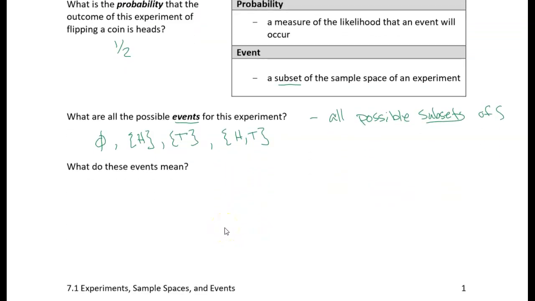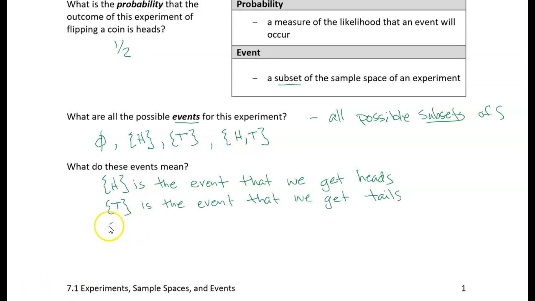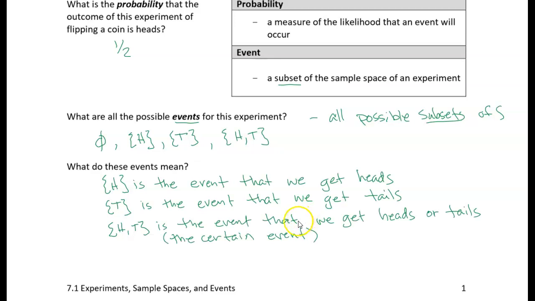But let's think of it in terms of our experiment, flipping a coin. What do those mean? Well, I think there's a couple of them that are pretty obvious. Obviously, the subset H is the event that we get a heads. And then the subset tails, right? That's the event that we get a tails. Now, what does H comma T mean? What is that subset? What does that event represent? So that is the event that we get either heads or tails. And of course, we're either going to get heads or tails, so we can consider that the certain event, right? So heads or tails, it's definitely going to be one of those.